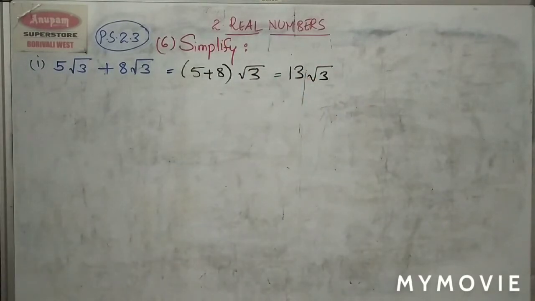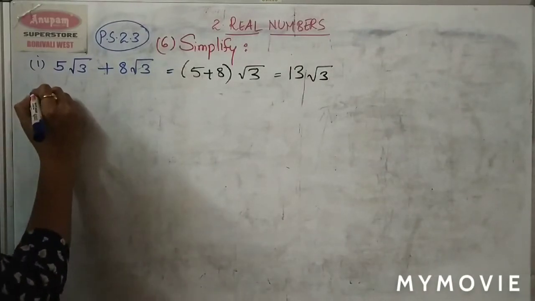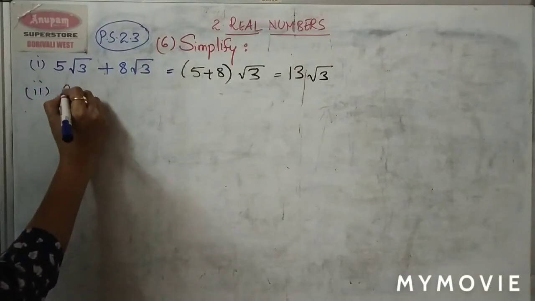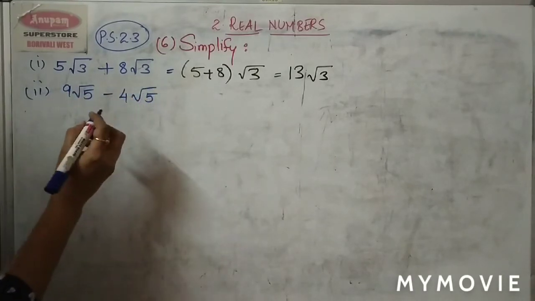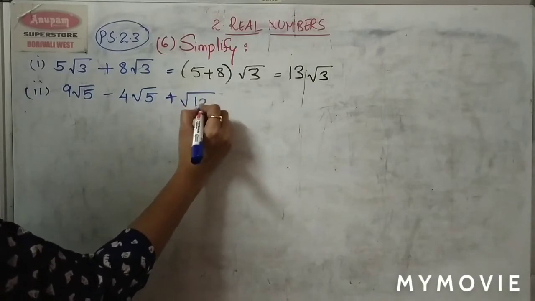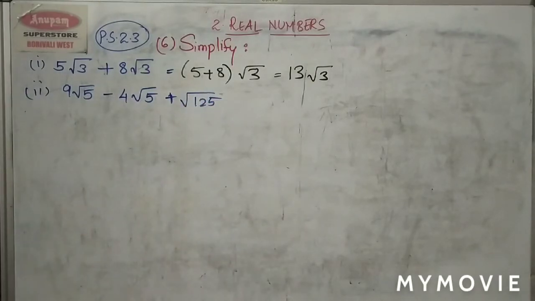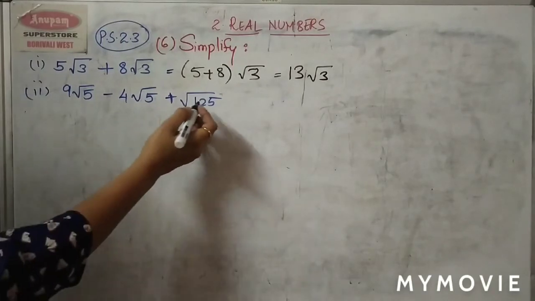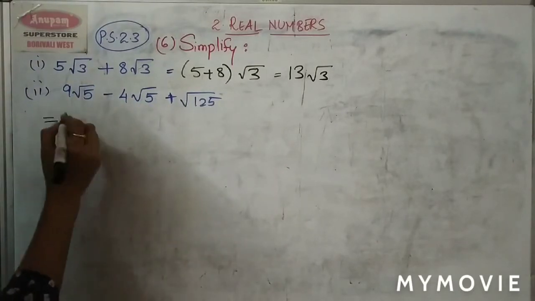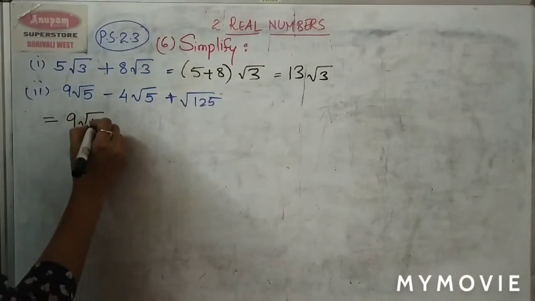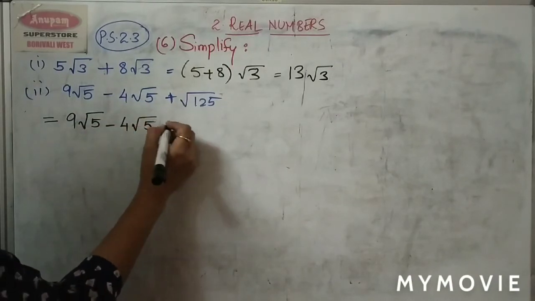This much. Let me take the next example. The next example is quite different. It is 9 root 5 minus 4 root 5 plus square root of 125. Now if you look here, children, two of the terms have square root of 5, but the third one is not having that. So I'll have to simplify this, I'll have to reduce this, and then only I'll be able to add or subtract. So until then, I'll keep on writing this 9 root 5 and 4 root 5 as it is.